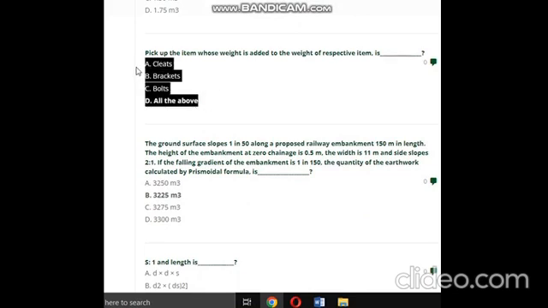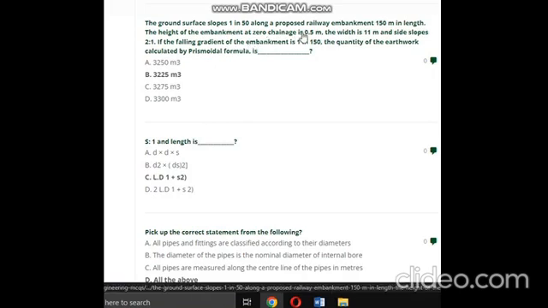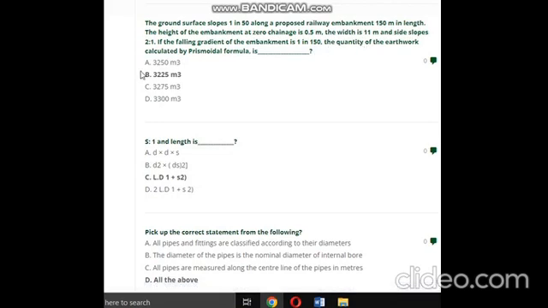Pick up the item whose weight is added to the weight of respective item. All of the above. Clerk bracket bolts. The ground surface slopes 1 in 50 along a proposed railway embankment 150 m in length. The height of embankment at 0 chainage is 0.5 meter. The width is 11 meter and the side slope 2 to 1. If the falling gradient of the embankment is 1 in 150, the quantity of the earthwork calculated by Prismoidal formula is 3225 meter cube. The length is L, D1 plus S2 bracket.